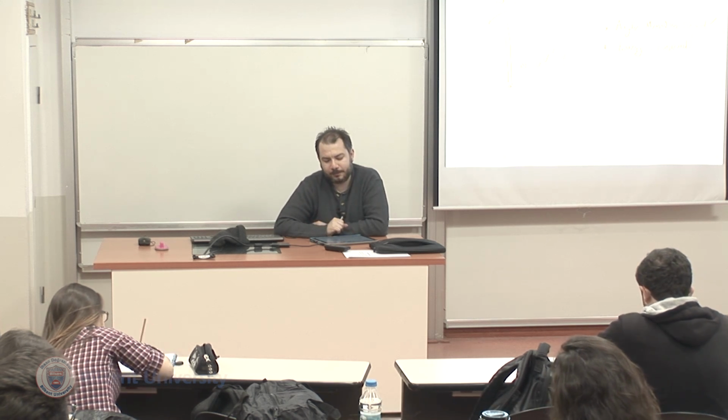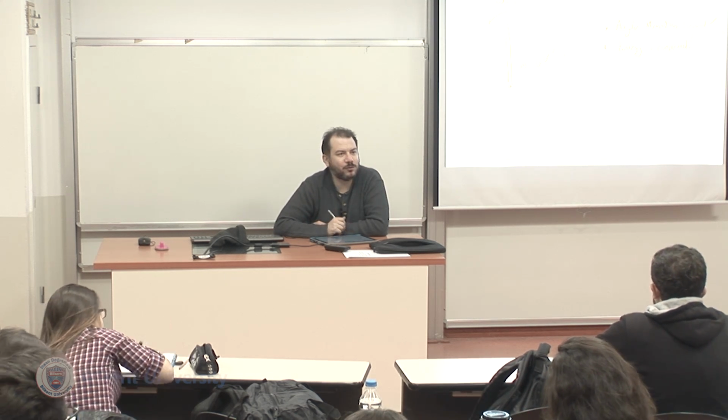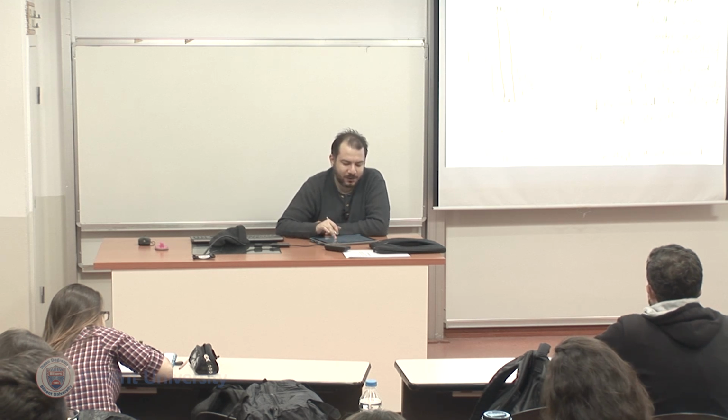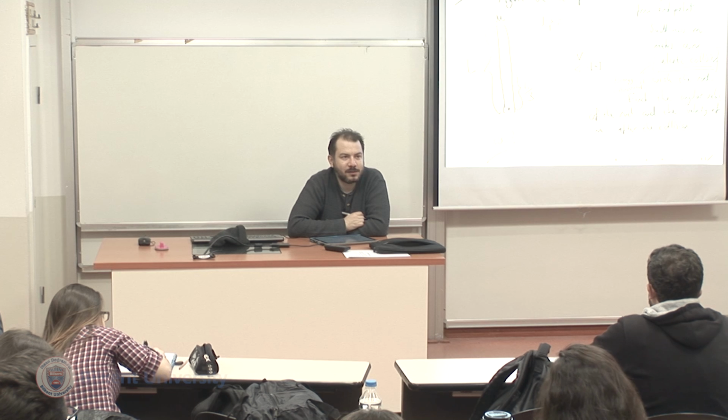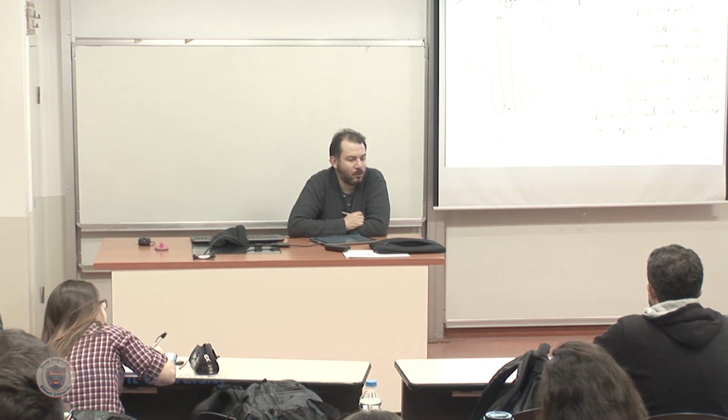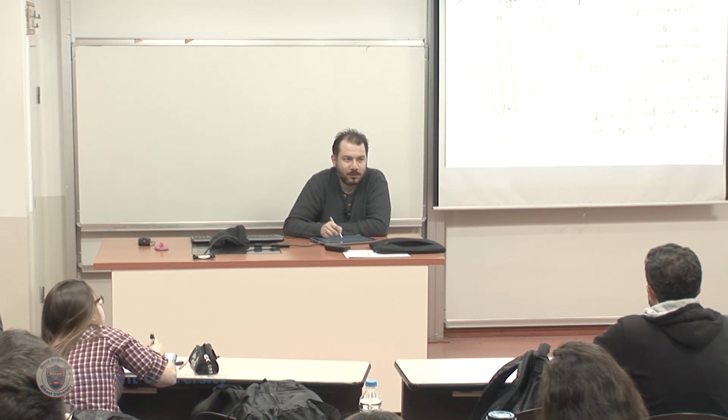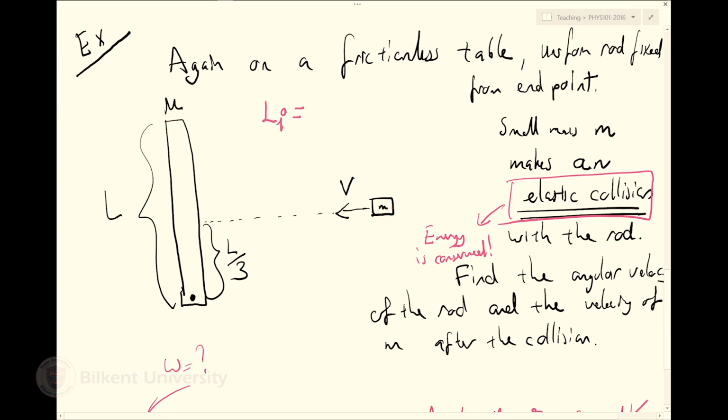Now, angular momentum is conserved, energy is conserved. So let's start with the initial case. What's my angular momentum in the initial case? The rod is not rotating. I only have angular momentum coming from the mass. Now, I will not calculate R cross P again. You could if you want.